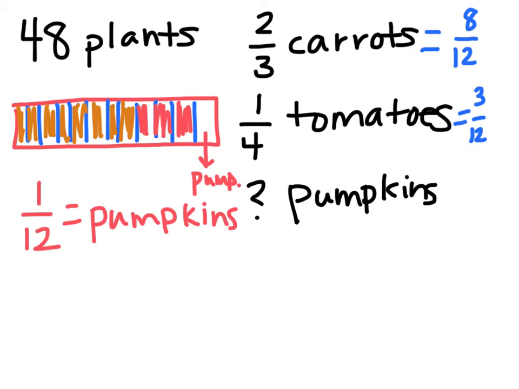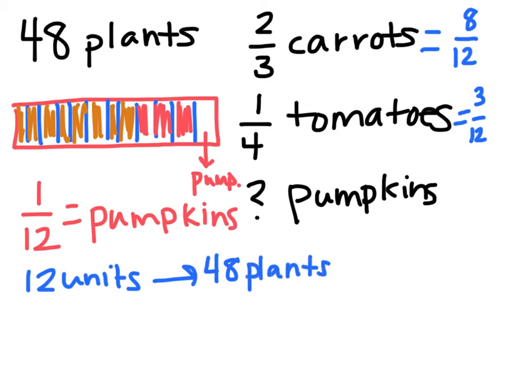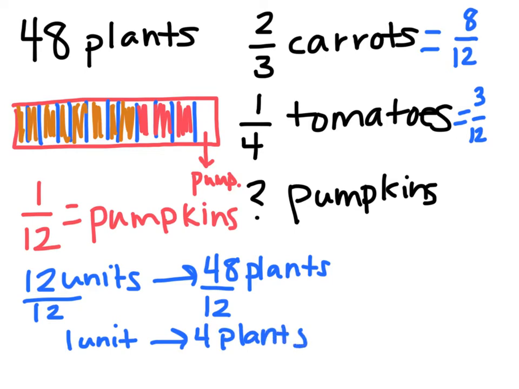However, the question didn't ask us what fraction of the plants are the pumpkins. It asked us how many pumpkin plants there are. So we need to go back and figure out if there are 12 units and 48 plants, how many plants are in each unit? Well, we'll divide each side by 12, giving us 1 unit equals 4 plants. Since there's 1 unit of pumpkins, there are 4 pumpkin plants. Done.